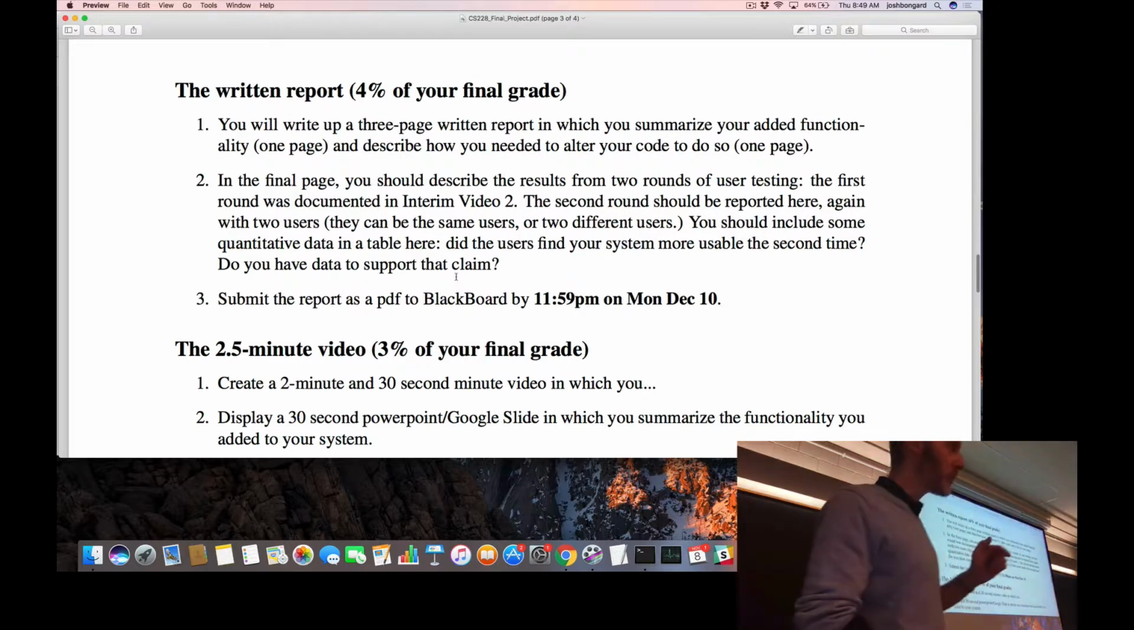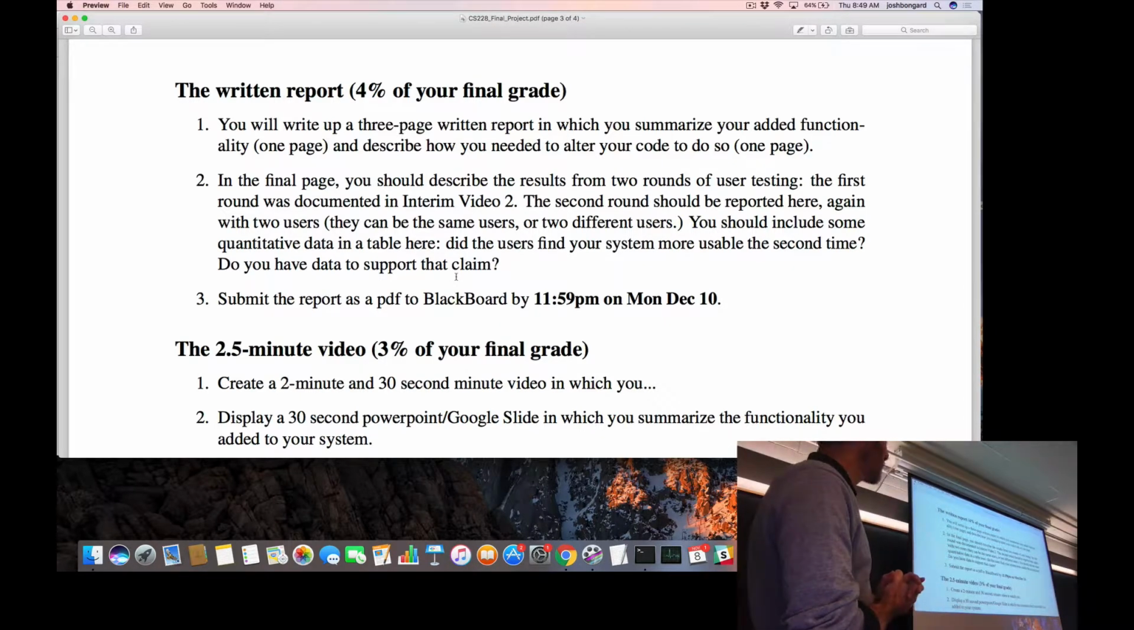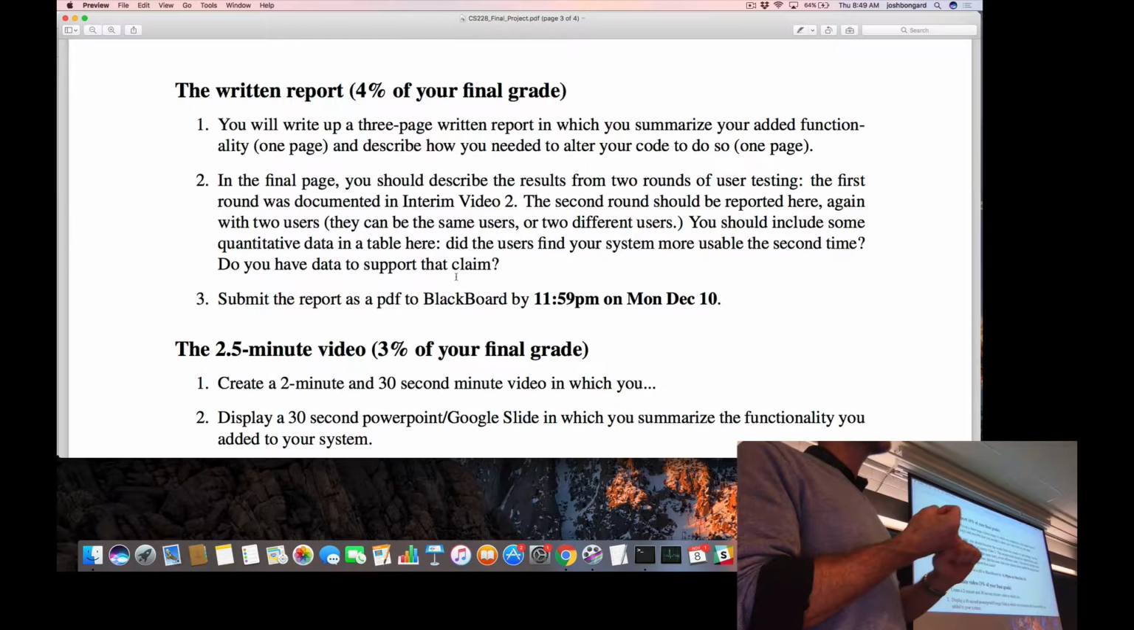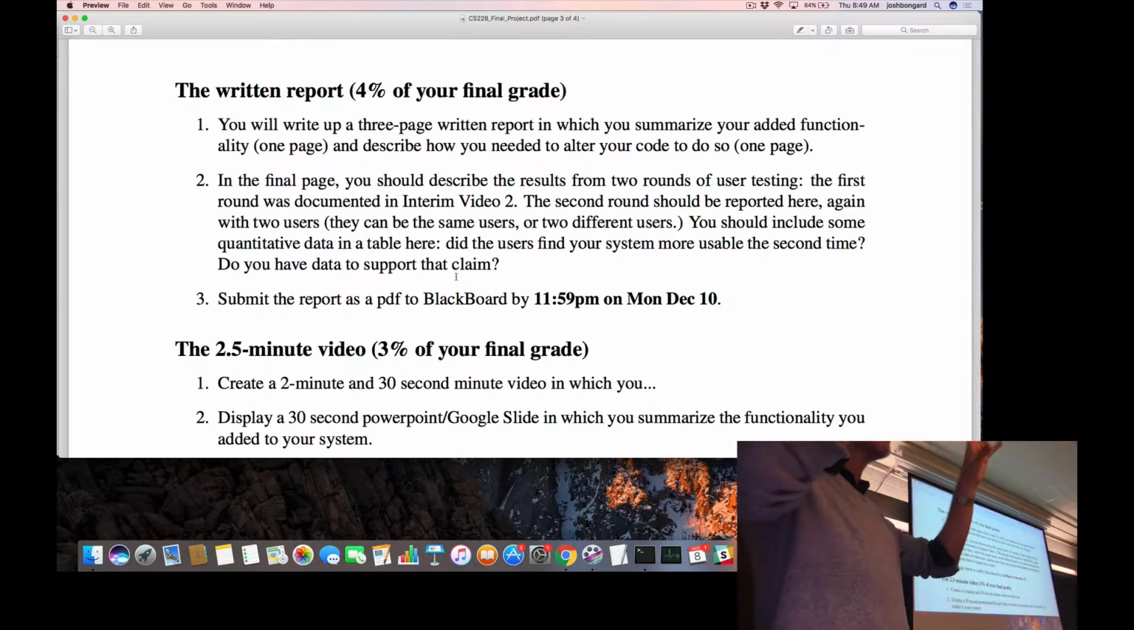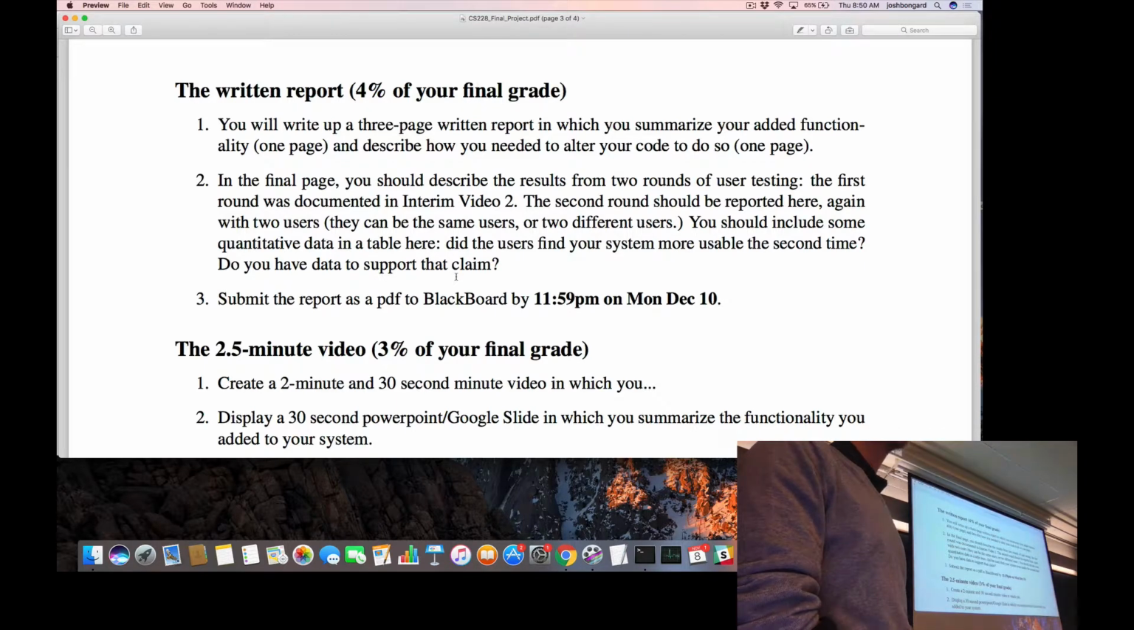So the written report, again, you're submitting this by 11:59 the night before the exam period. 3 pages, not very long, in which you summarize your added functionality. So on 1 page, a description of the functionality. You might have a figure here, which is sort of showing a storyboard of what happens. The user sees this, the user does that, then the user sees that. Just to give us an idea in 1 page what you've added.